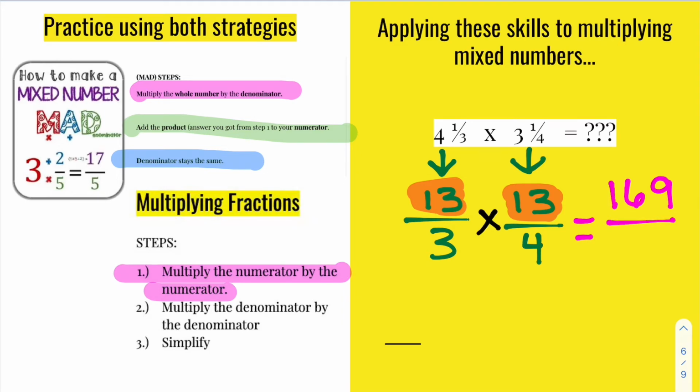Then I am ready to move on to my second step, which tells me I must multiply my denominators together. And my denominators here are 3 and 4. And I know that 3 times 4 equals 12. So my answer here is 169 twelfths.